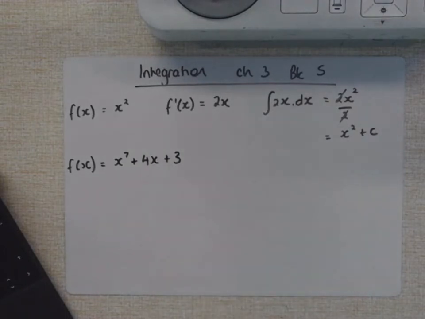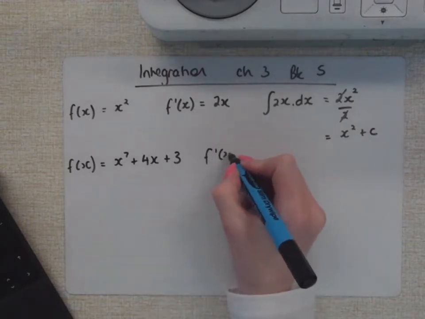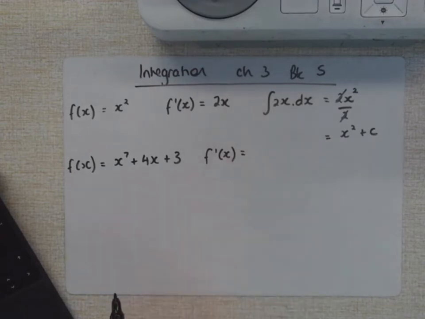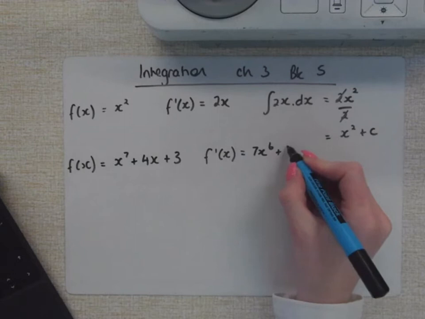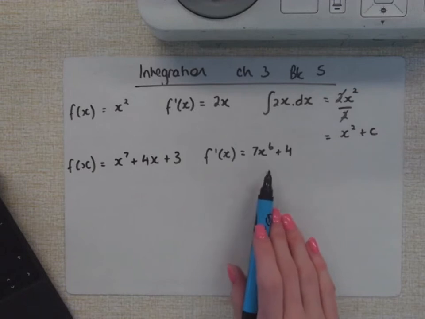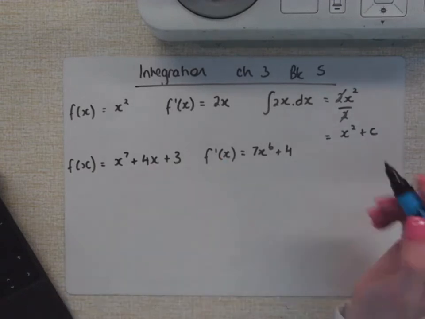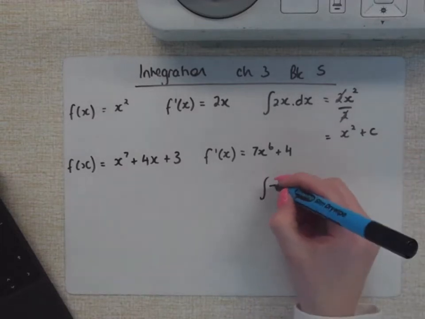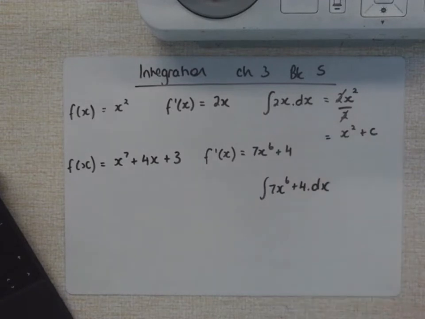x to the power 7 plus 4x plus 3. If I'm going to differentiate that, what do I get? 7x to the power 6 plus 4, and that 3 disappears. Okay? So that's the derivative. Now let's integrate that to get back here. Okay? So we're going to integrate 7x to the power 6 plus 4, and you just put a dx after it.